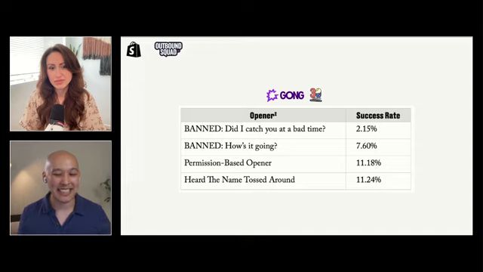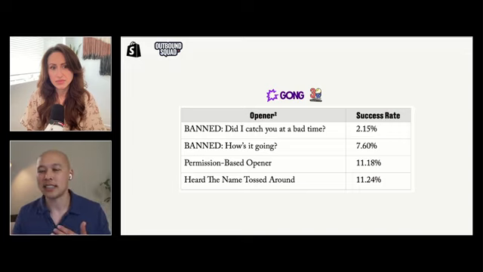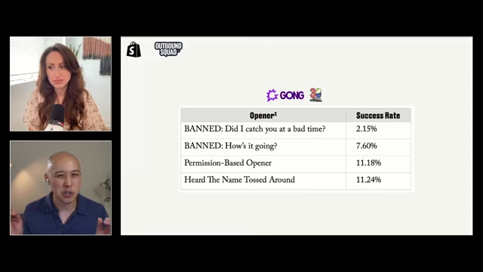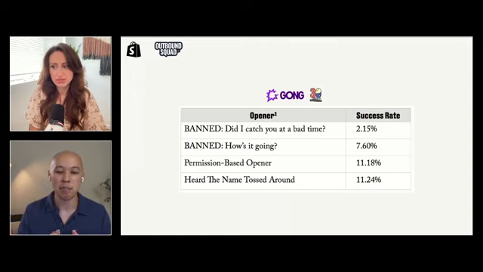One, I really like this idea of a permission-based opener. So what we're not going to do is ask, hey, did I catch you at a bad time? Or say, how's it going? The exception would be if you live in the South and you're calling people in the South. I used to live in Austin, Texas. It's almost kind of rude not to ask someone how they're doing on the phone when you call them. So there are certainly regional exceptions. But for the most part, we're going to do a permission-based opener.